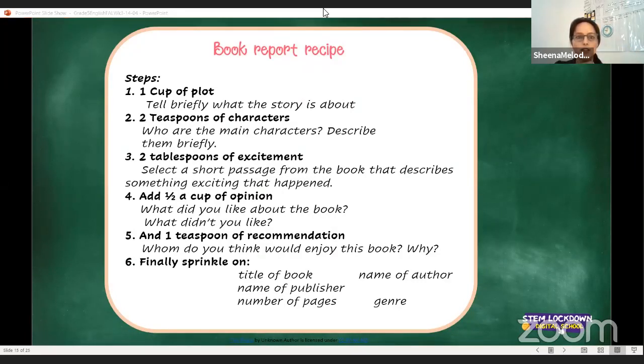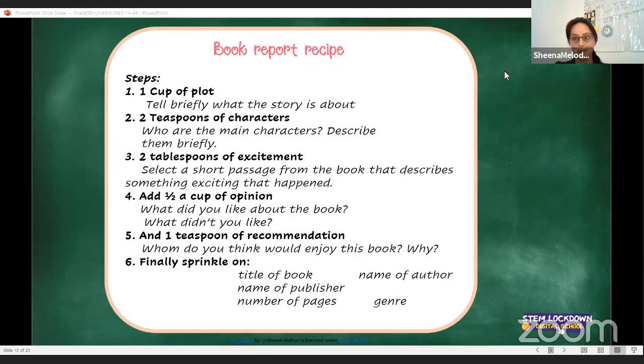Okay, so let's have a look over here. This is my book report recipe. Those of you that like baking or making things or doing science, this is my little recipe to remember how to answer a book review. When you're looking at a book, these things will always come up. They're always going to ask you. It's not going to change. So take notes.